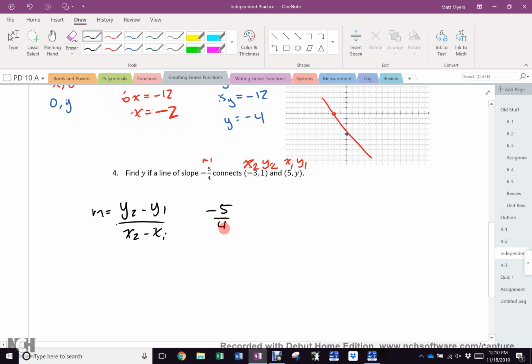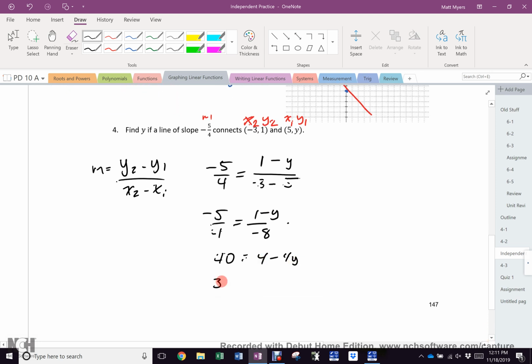Negative 5 over 4, because that's m, equals y2, 1, minus y1, y, over x2, negative 3, minus x1, 5. Negative 5 over 4 equals 1 minus y over negative 8. 40 equals 4 minus 4y. 36 equals negative 4y. Y equals negative 9. Yes!